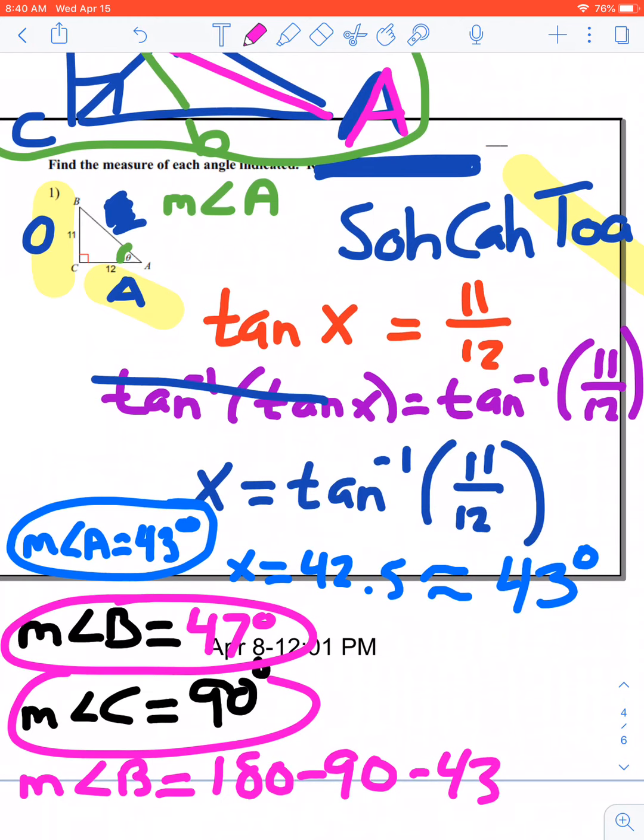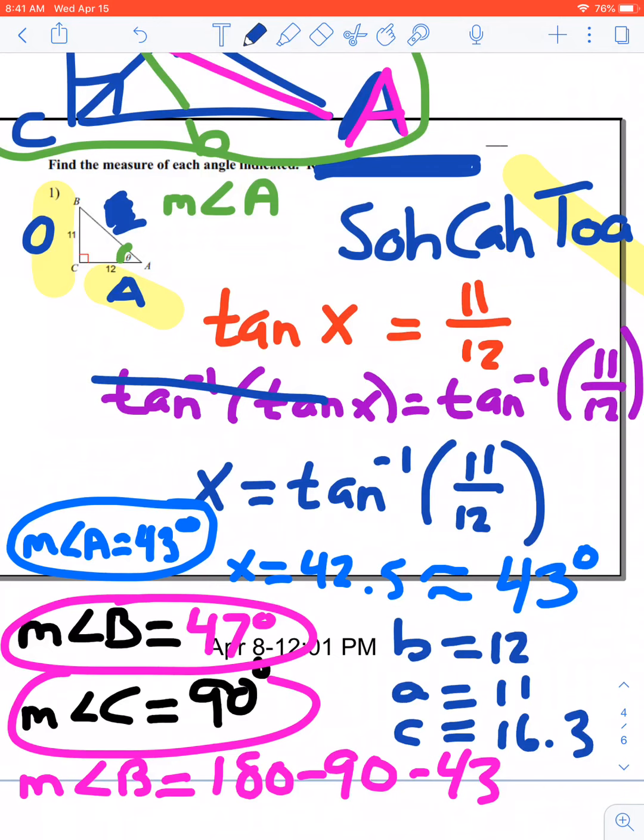So side A, we know is 12. Nope, that would be side B. Sorry, let me go back. Side B would be 12 because it's diagonal from the angle. Side A would be 11. And then by using the Pythagorean theorem, side C is approximately 16.3, which makes sense because C is the hypotenuse and it has to be the longest side. So right now I've solved the triangle. I have found all the angles and all the sides. Okay?